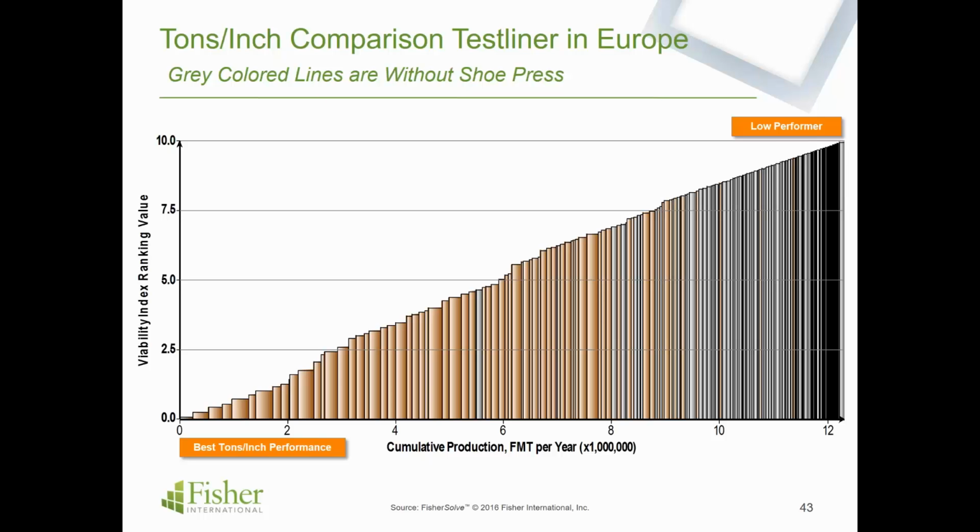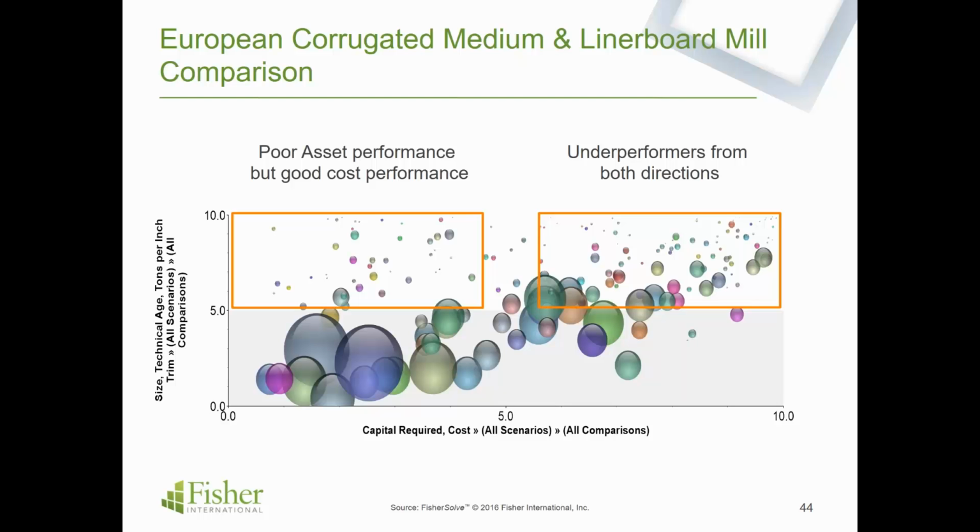And there are actually some lines that are considering adding another shoe press, not only one, but rebuilding another one. Okay, so here are now all medium and linerboard producers in comparison, and we can see that the bigger lines, bigger producers, showing the bigger bubble size here, are in the low left-hand side, and they are most competitive in this comparison.